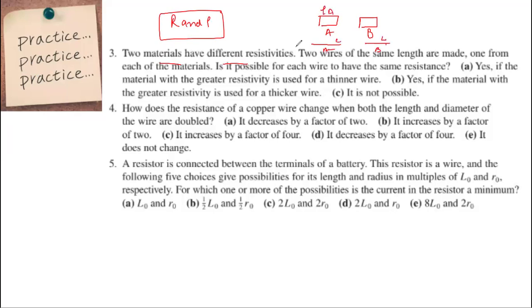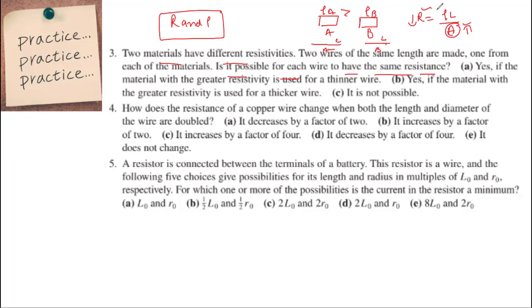Let's say the resistivity here is rho A and this is rho B, and let us suppose one of the resistivity is greater than the other. This is what the question is saying. Is it possible for each wire to have the same resistance? So yes, it can be possible, because if you watched my previous video on resistance and resistivity, we discussed that, and we also saw one problem where even if the length was larger in that case but the area was more, or the wire was thicker, then the resistance value was less. So you can see they both bear the inverse relationship.